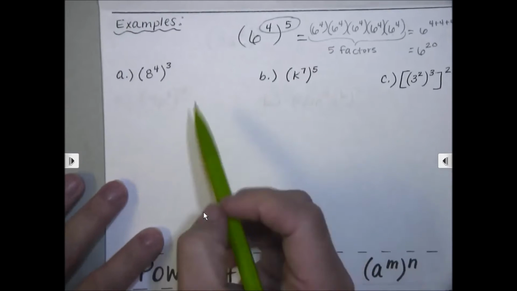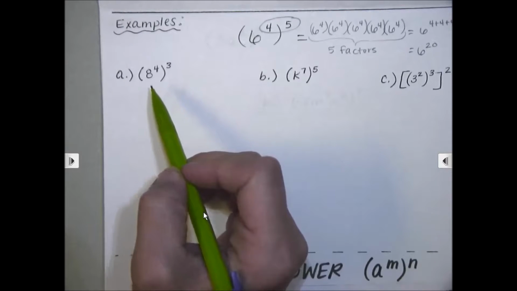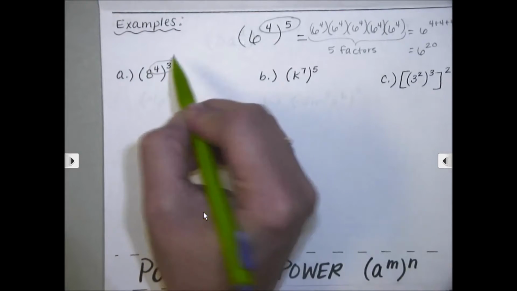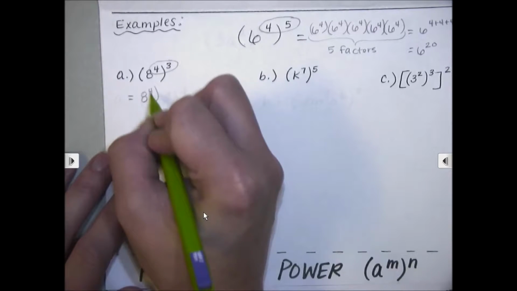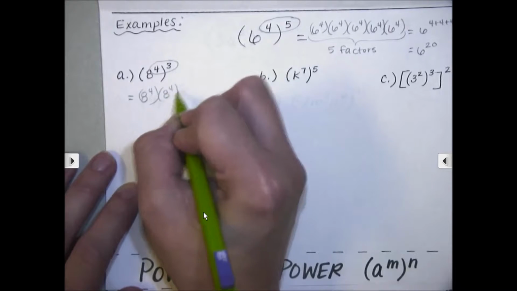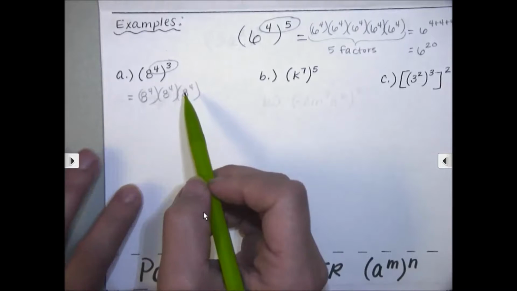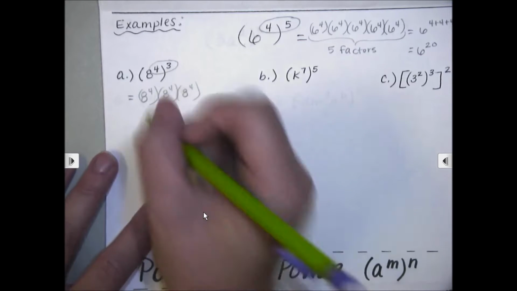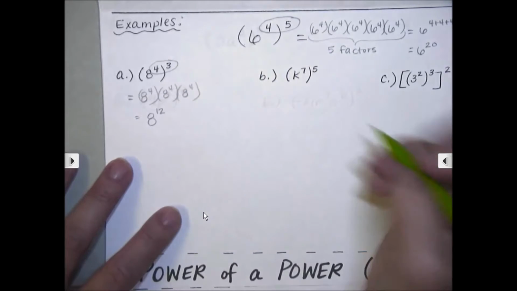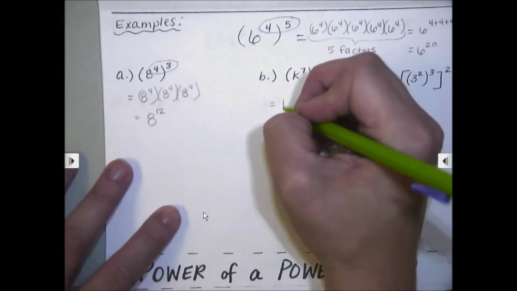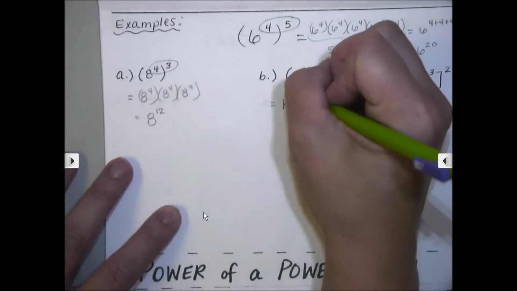Slide over here to this one. 8 to the 4th power is going to be a factor how many times? So what can I do to these exponents? So instead of having to write out 8 to the 4th times 8 to the 4th times 8 to the 4th, 4 plus 4 plus 4 equals 12, but 4 times 3 just equals 12. So 8 to the 12th. On B, it'll be K to the what, Jenna? There it is.